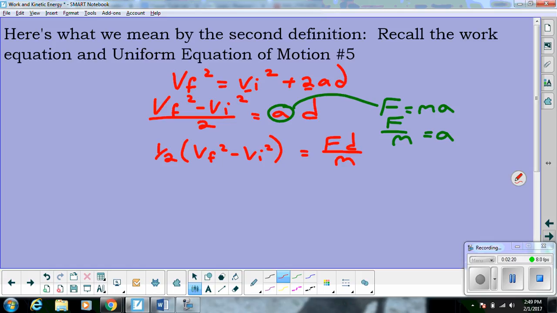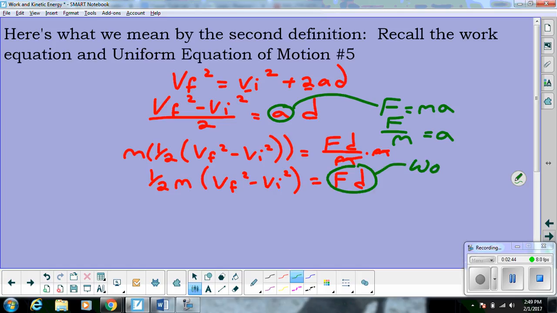Now what I can do is multiply both sides by the mass. And I'm going to see that I end up with 1/2 mass times Vf squared minus Vi squared equals force times distance. On this side of the equation, you'll see that that's work. Force times distance is work. The cosine is not there, but that is going to be thought about in the direction that the force is going.